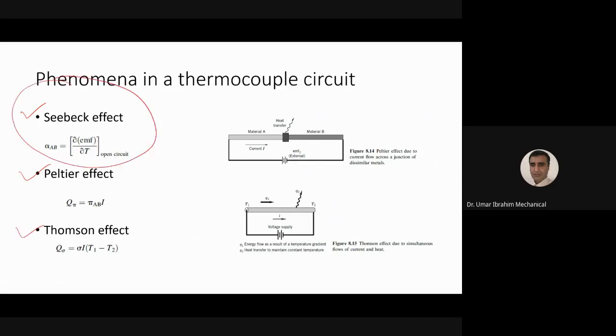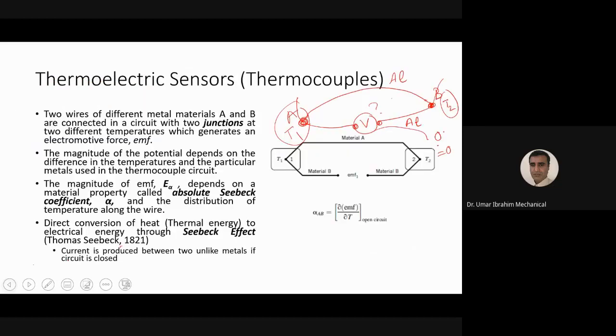If you want to go into in-depth, go and study the Seebeck effect, or you can also study Peltier effect and Thomson effect. Just simply check the book or online references for that. In our case, we are only concerned about using the Seebeck effect phenomena to do temperature measurements. We will utilize the Seebeck effect phenomena to do our temperature measurements.